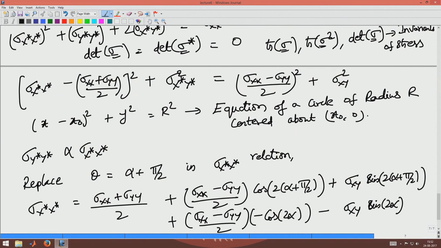Now, let us understand why this is happening. In the next class, it will be clear when we draw the Mohr circle equation. When you plot this, it will become clear why this happens. Just observe that this is nothing but sigma y star.